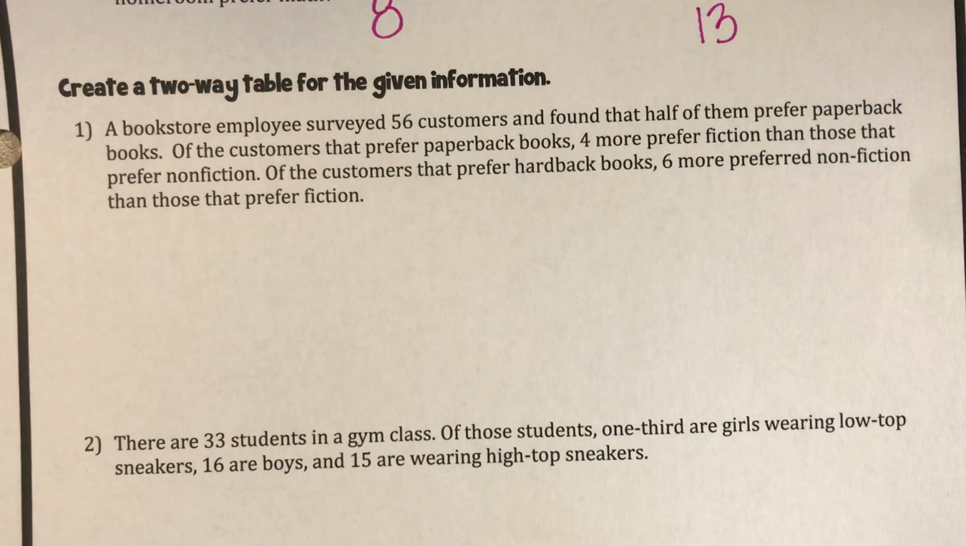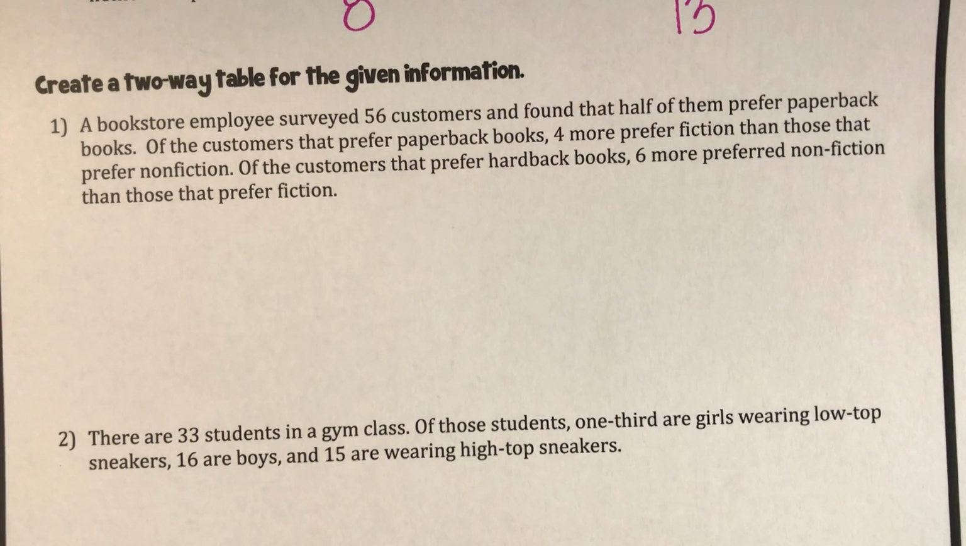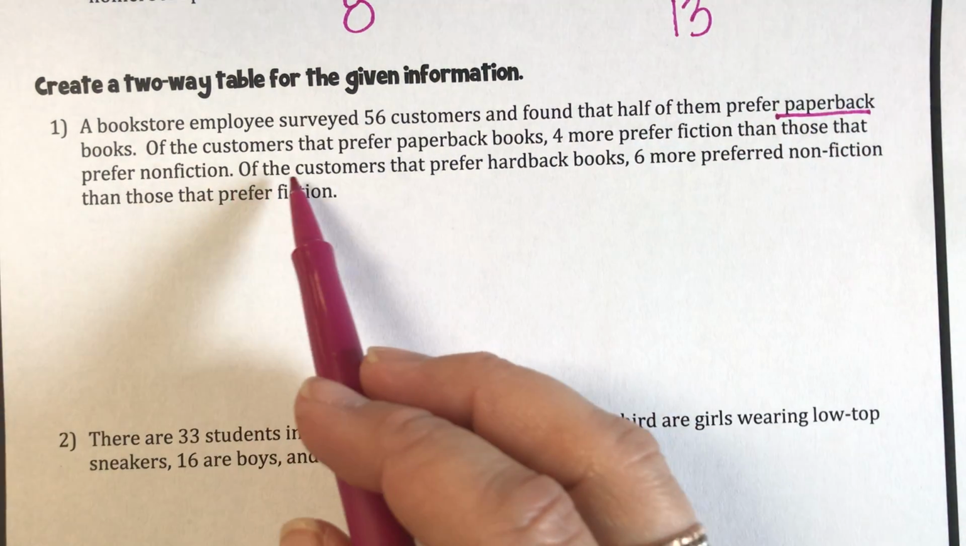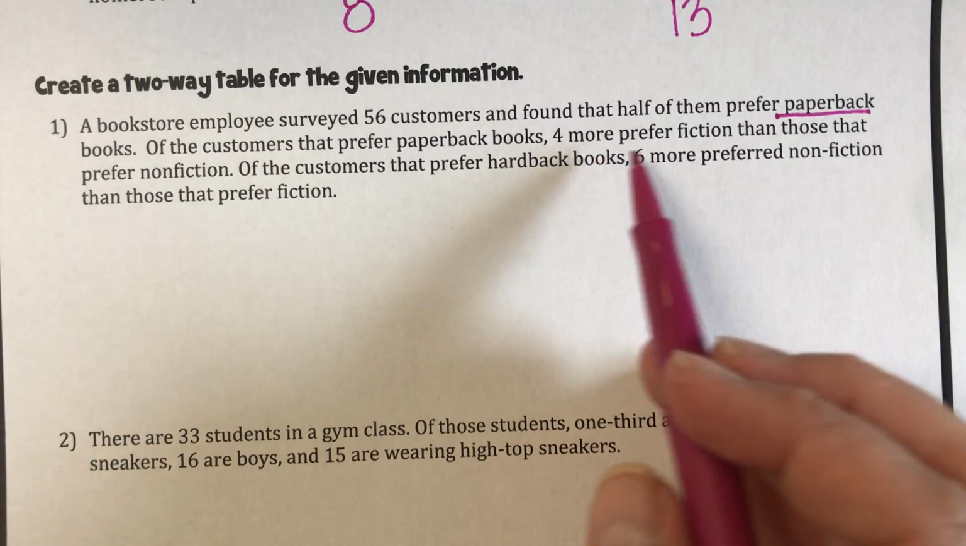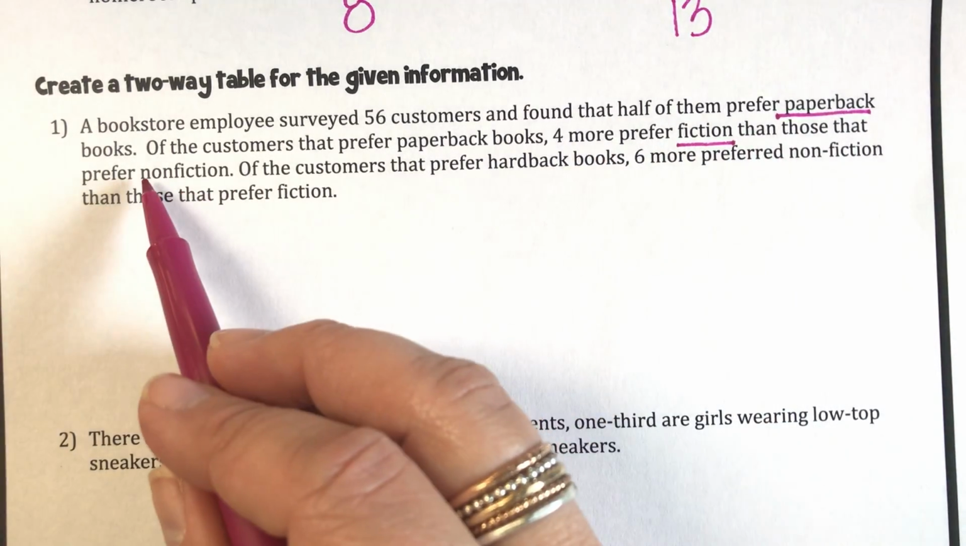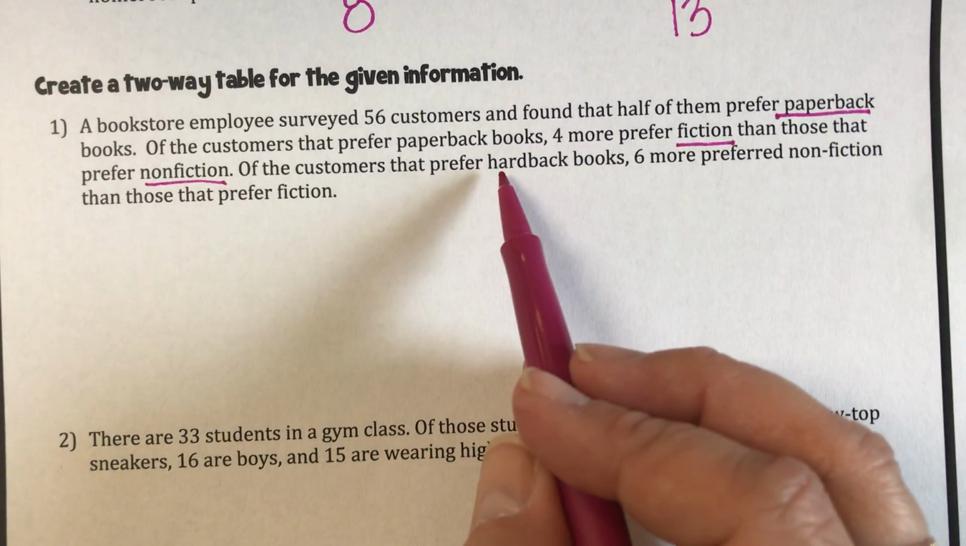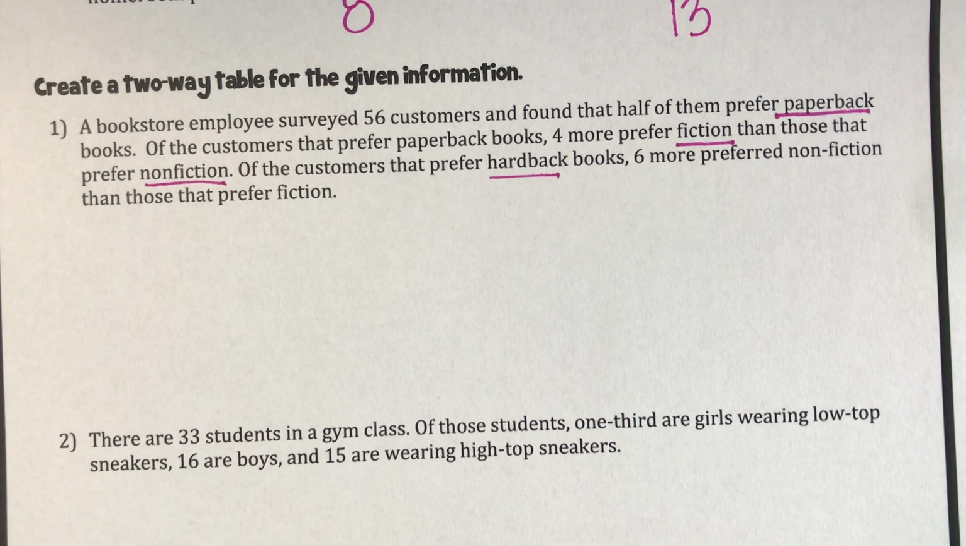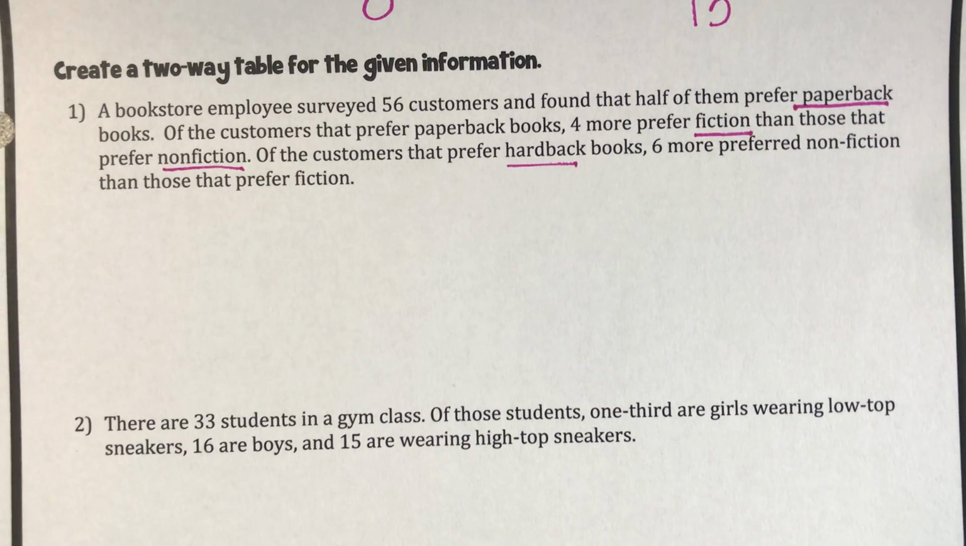So let's look at this first example. It says a bookstore employee surveyed 56 customers and found that half of them prefer paperback books. Of the customers that prefer paperback books, 4 more prefer fiction than those that prefer nonfiction. Of the customers that prefer hardback books, 6 more preferred nonfiction than those that preferred fiction. So if we're looking at categories, we have paperback and hardback, and then we have fiction and nonfiction. So those are going to be our two different categories.